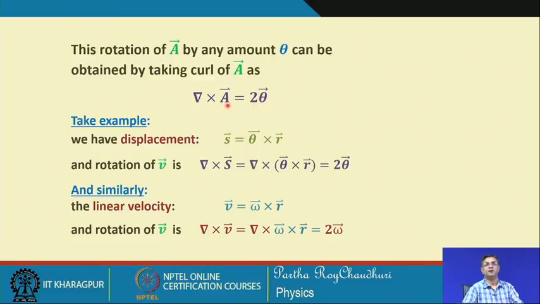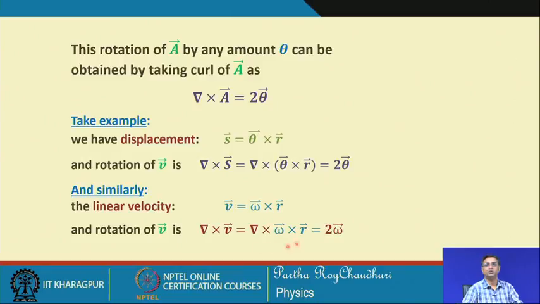So, del cross A is equal to 2 theta, this we know from elementary differential calculus and mechanics. Let us take the example: if A is the displacement vector, then this will be connected with theta, S equal to r cross theta cross r, and del cross S will give you 2 theta. Similarly, if you take A as the velocity vector, then V equal to omega cross r, which will give you del cross V equal to twice omega.